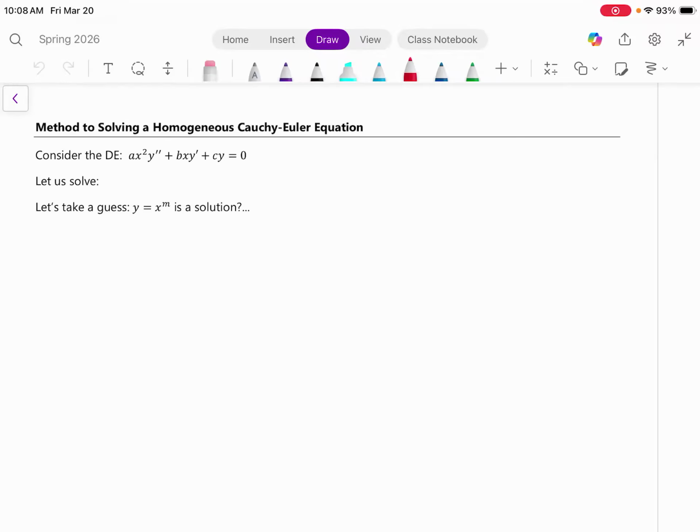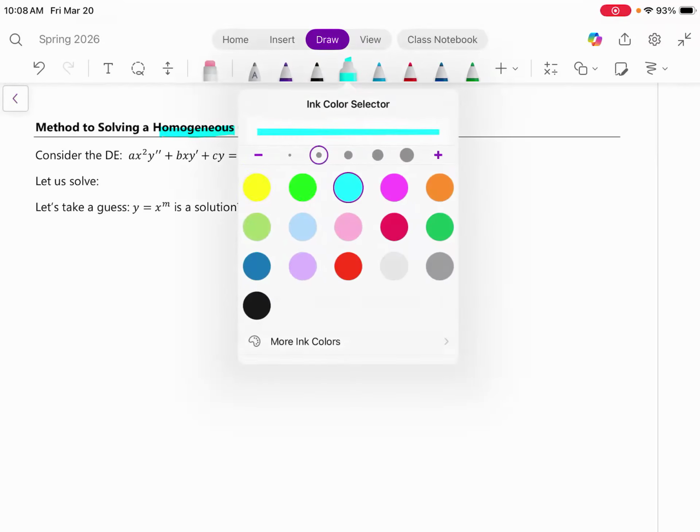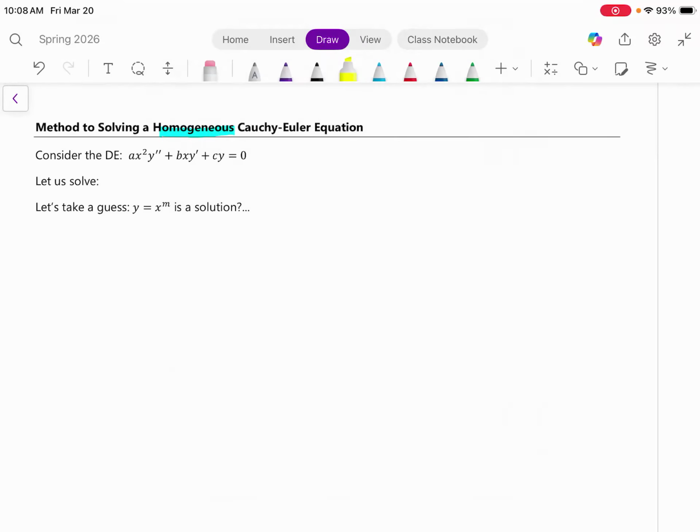And in this video, we're going to learn a couple methods to solving a homogeneous Cauchy or Euler differential equation. Okay, so consider the Cauchy-Euler homogeneous differential equation. It's homogeneous because we don't have a free-floating x component, so this makes this homogeneous. Homogeneous Cauchy-Euler differential equation.